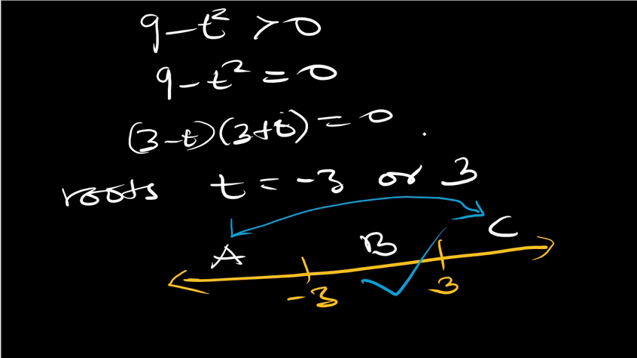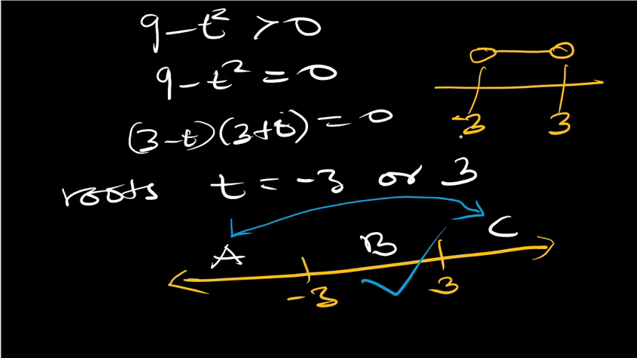So the domain of this quadratic inequality can be represented graphically as from -3 to 3. Remember, it should be greater than 0, not greater or equal to, so we will not shade the circles here, to be open.